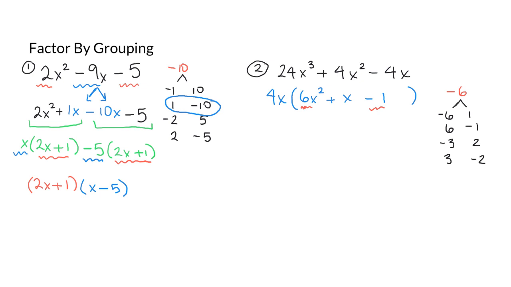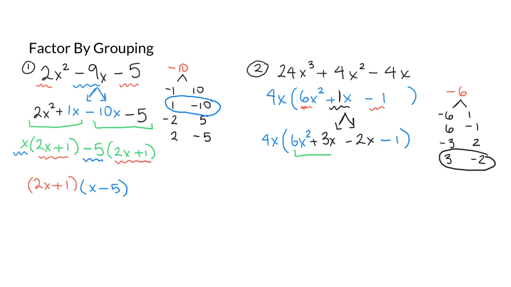And we look for the factor pair that adds to x or 1x. So we're looking for the pair that adds to +1. That is 3 and -2. So we split that middle term into +3x and -2x. And we're going to rewrite everything else. So we have the 4x out front, and then 6x squared plus 3x minus 2x, and then the -1 at the end. And now we group the first two terms in the parentheses and the second two terms.